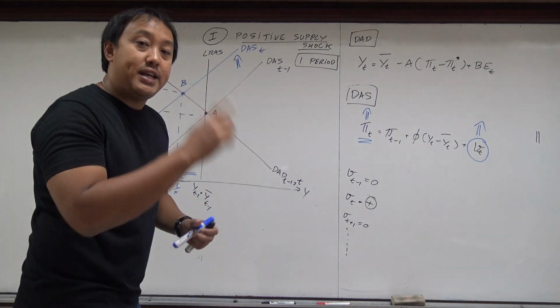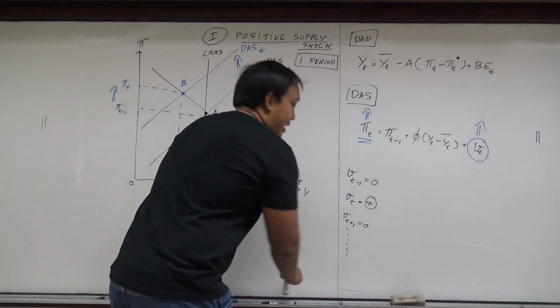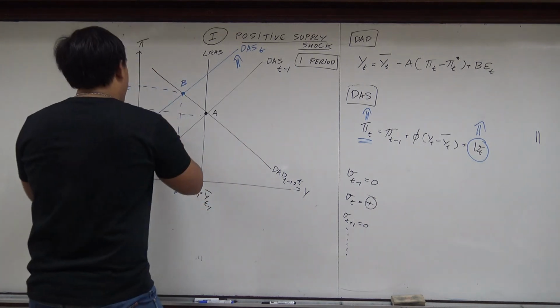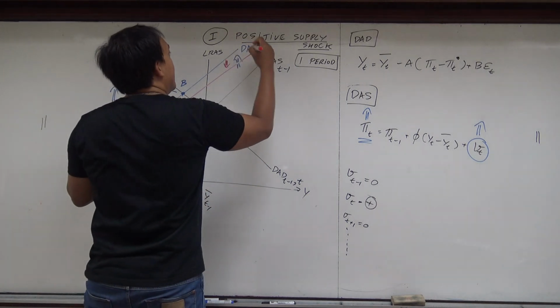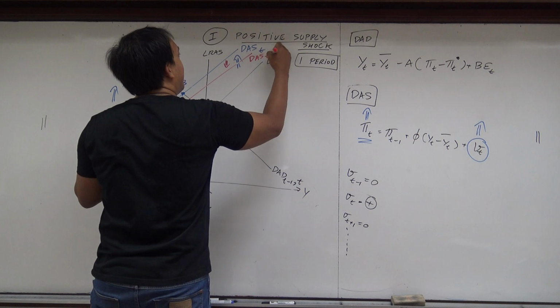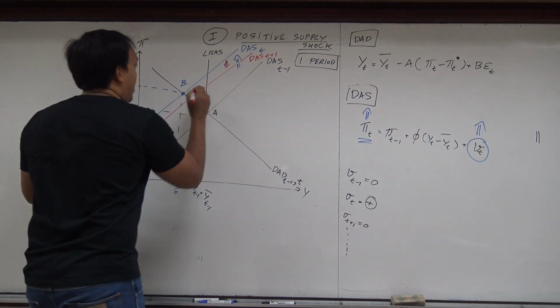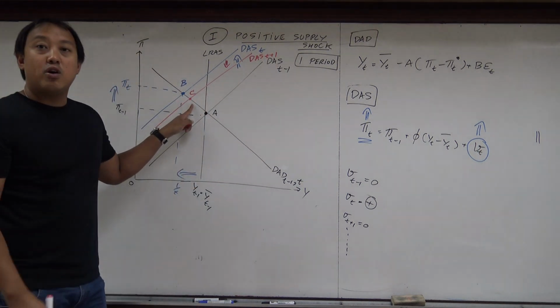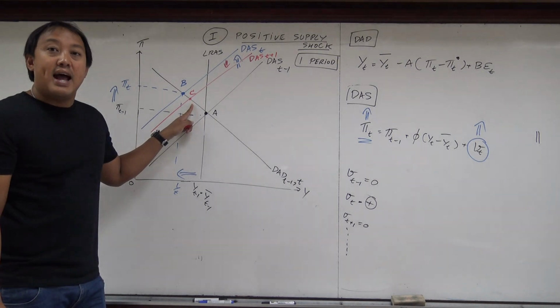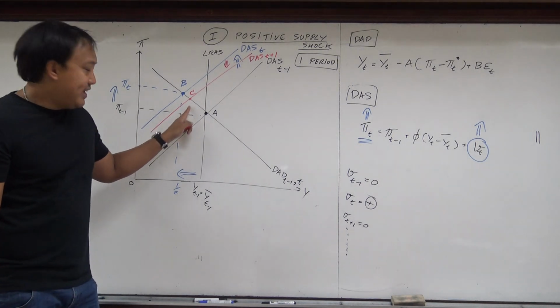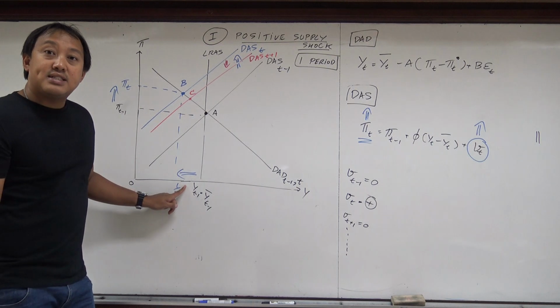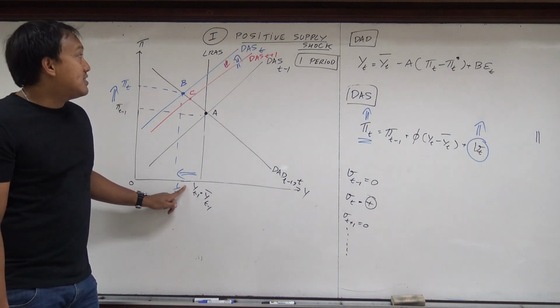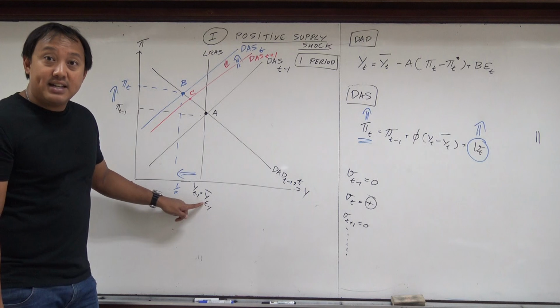So at time t plus 1, I'm going to use the red color, time t plus 1, it shifts down like this. This is DAS t plus 1. Go to point C. And then as you can see, at point C, if you dot the line down, Y t plus 1 is still less than Y bar.